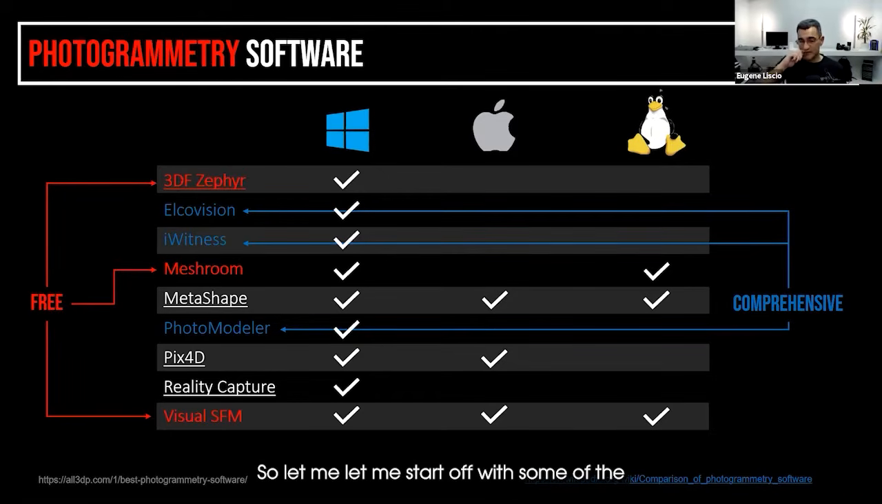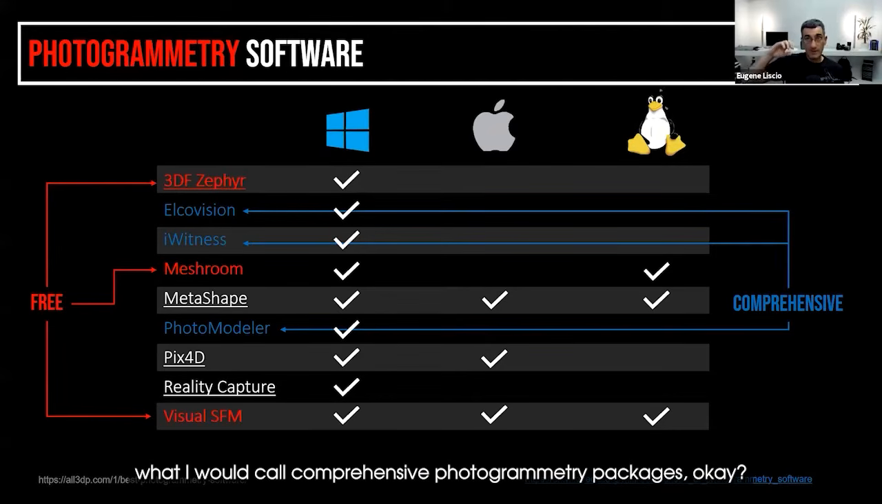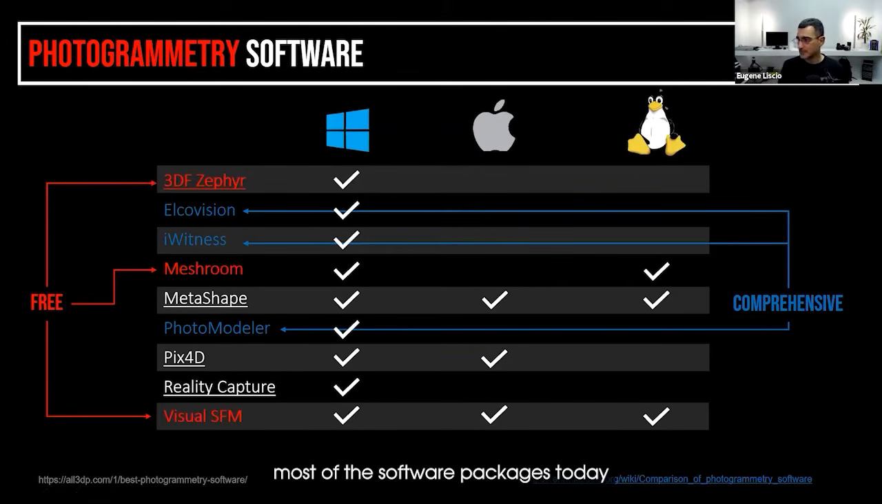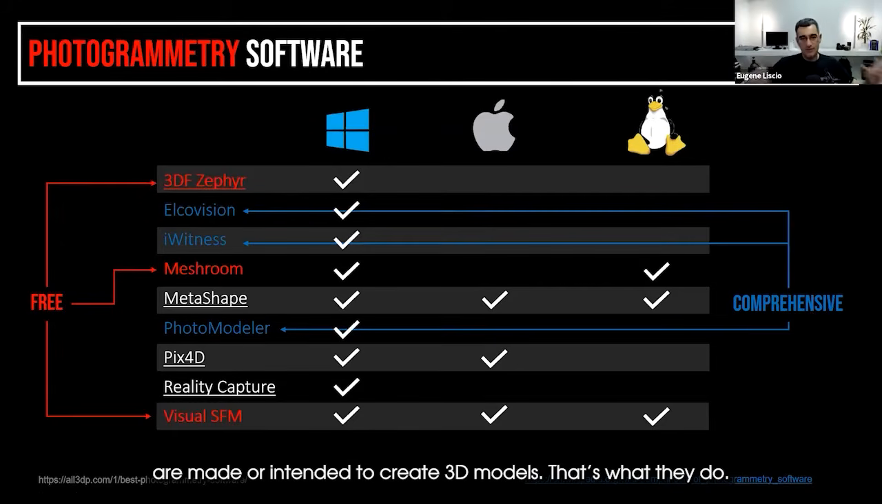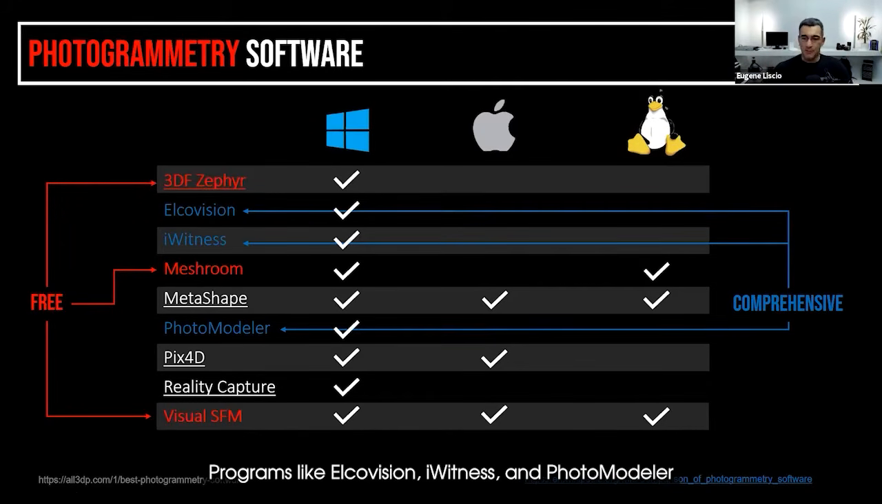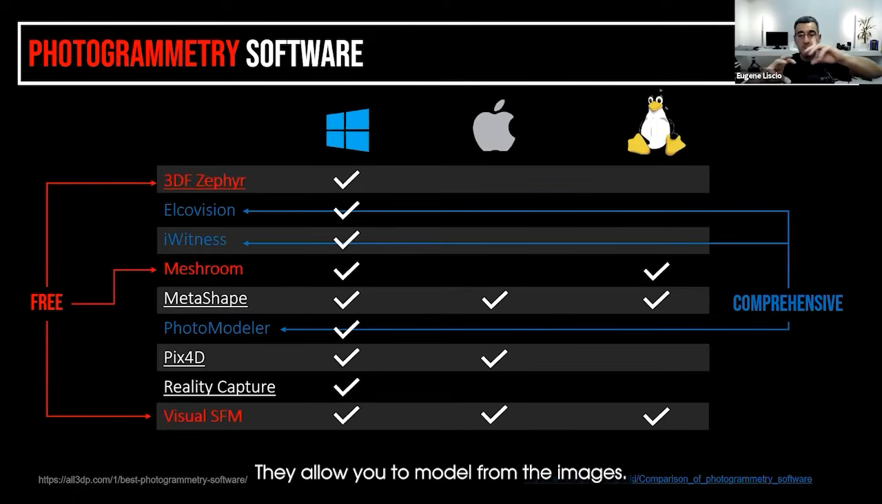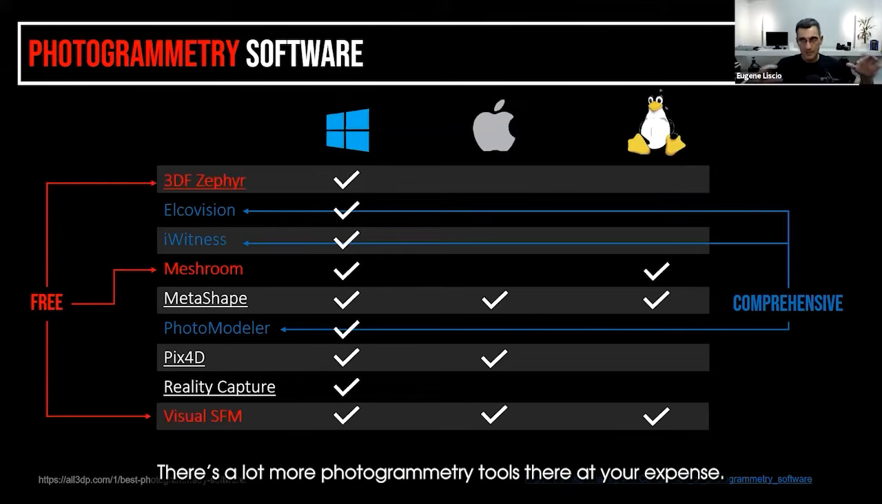So let me start off with some of what I would call comprehensive photogrammetry packages. When I say comprehensive, what I mean is that most of the software packages today are made or intended to create 3D models. That's what they do. Programs like ElcoVision, Eyewitness, and PhotoModeler, even though they will create 3D models, they do other things. They allow you to model from the images. They allow you to extract things that you couldn't do in some of these other programs. So there are a lot more photogrammetry tools there, at your expense.